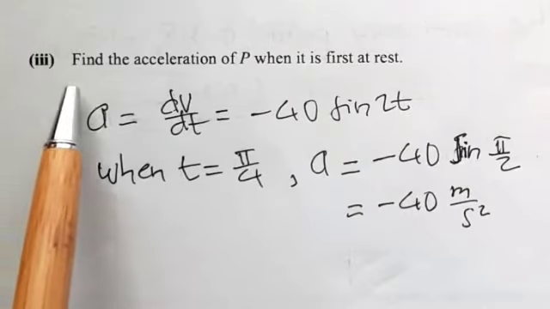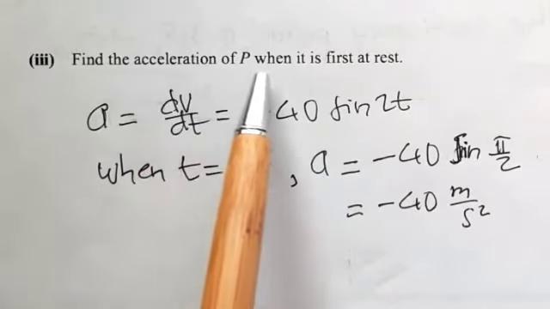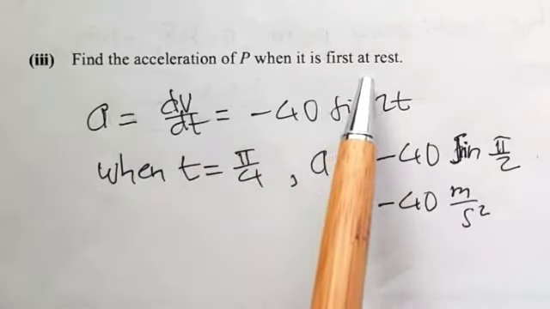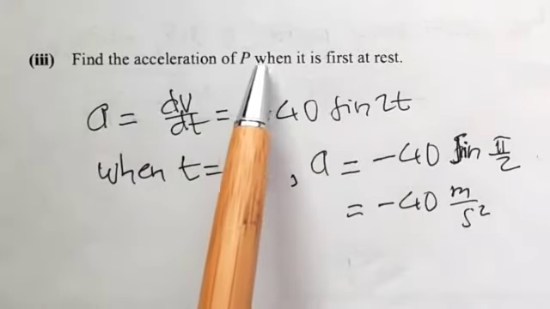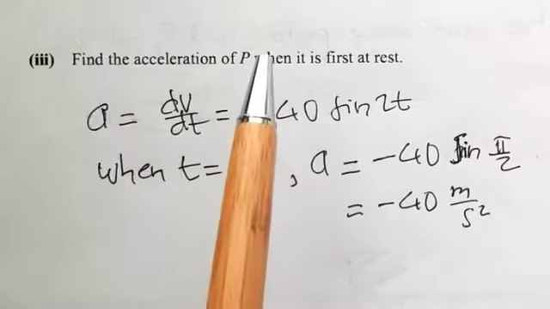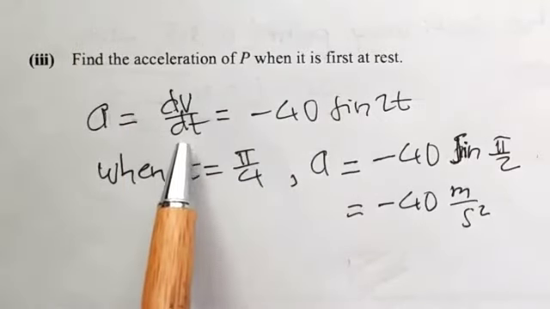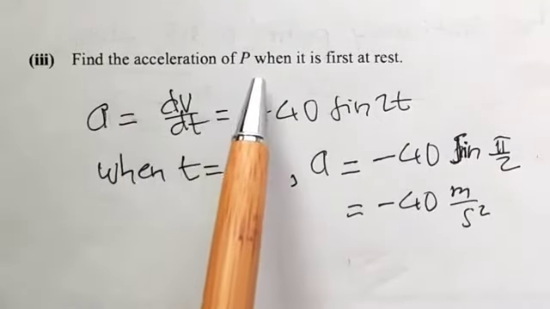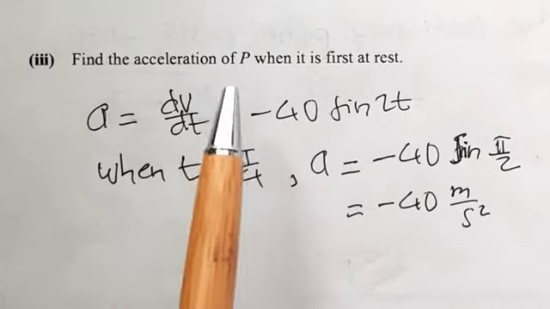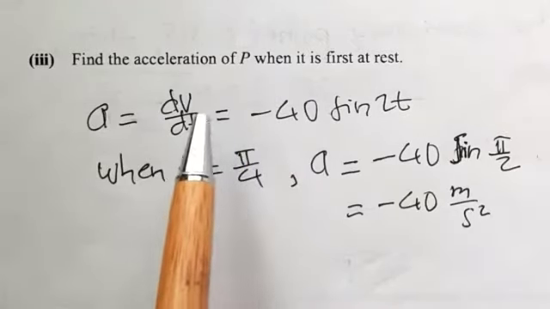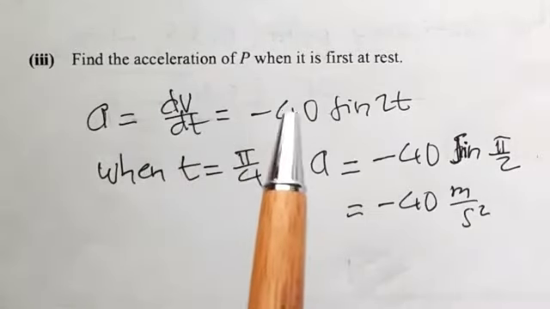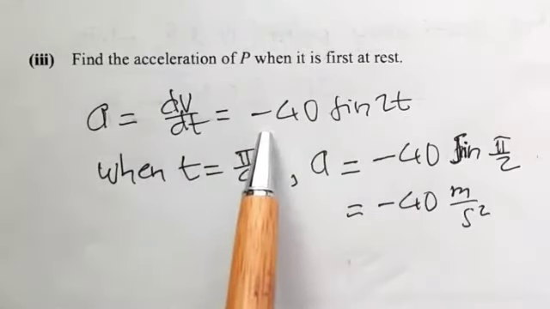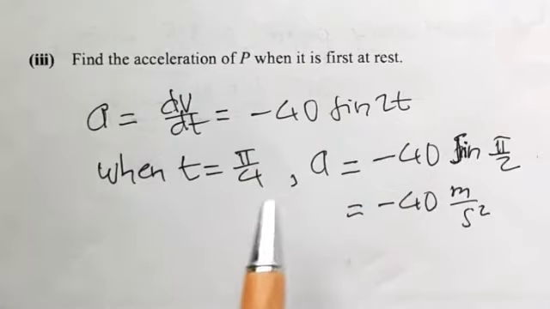Part (iii): find the acceleration of P when it is first at rest. Now, acceleration of particle P is the differentiation of the velocity of particle P with respect to time. Velocity of particle P is 20 cos 2t, thus differentiation of 20 cos 2t is 20 times minus sin 2t times 2, that is −40 sin 2t.